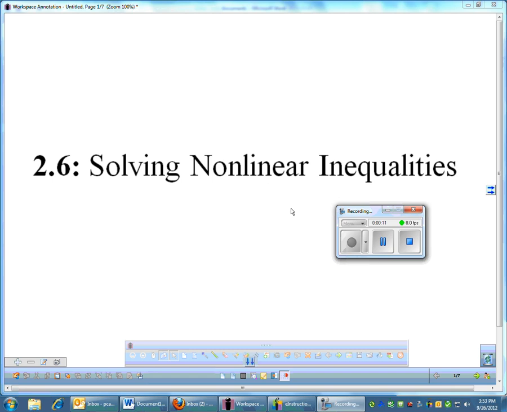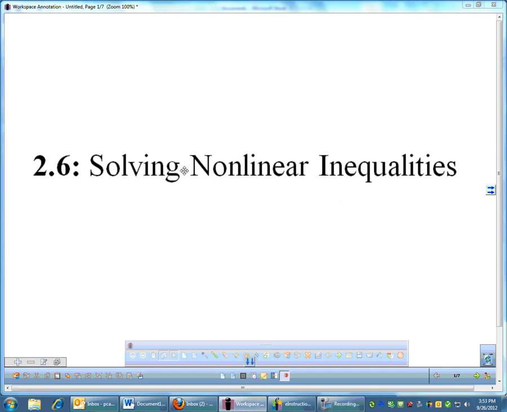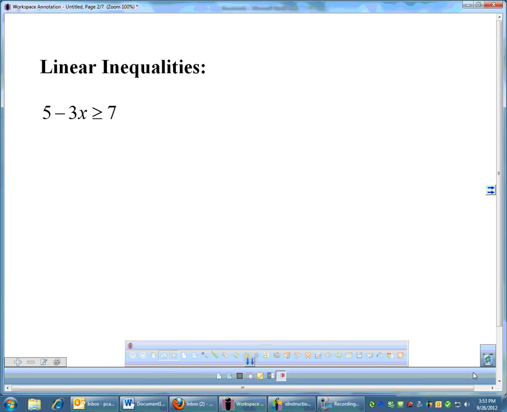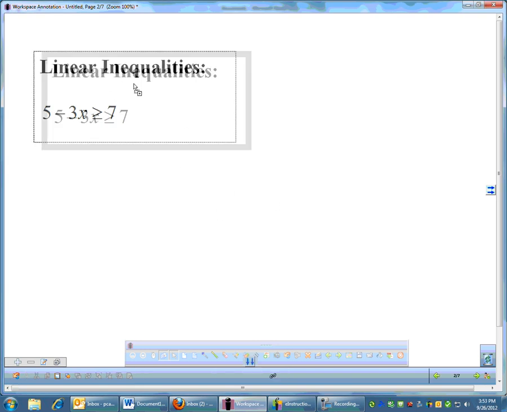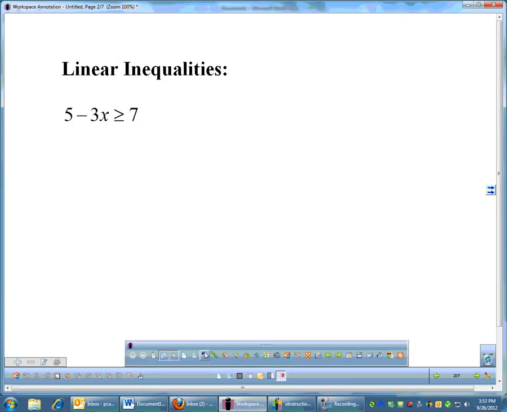Okay, this is solving equations or inequalities. And you've done inequalities before. These are nonlinear inequalities, just to give you an idea of what the heck that means. This right here is an example of a linear inequality, and this is what you did probably in Algebra 1.